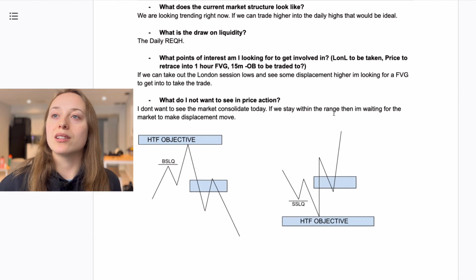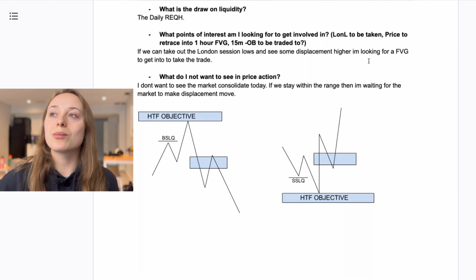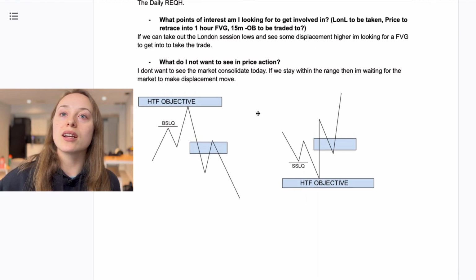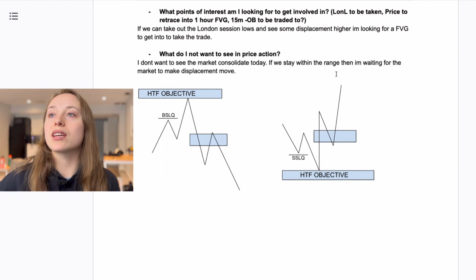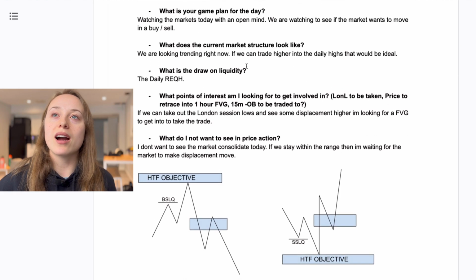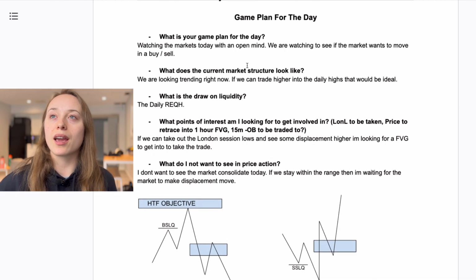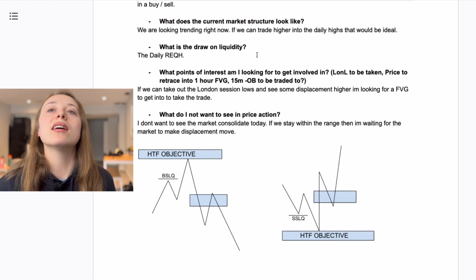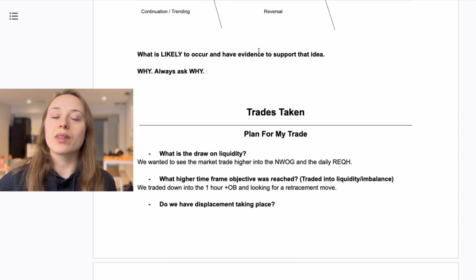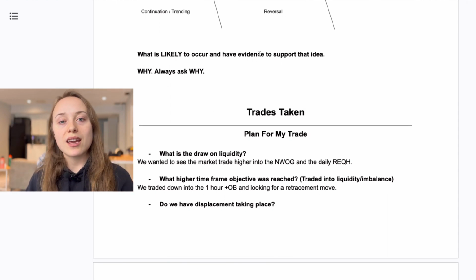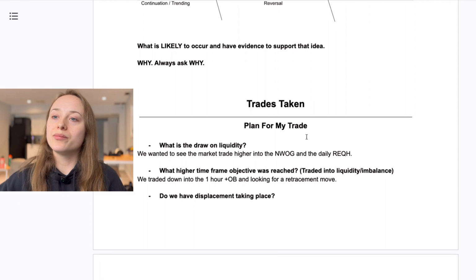If we can take out London session lows and see some displacement, looking for a fair value gap to take a trade in. I don't want the market to consolidate today. If we stay within the range, I'm waiting for the market to make a displacement move. So I have my pre-market, like, okay, this is what I want to see happen. And after pre-market, we wait till 10 a.m., and that's when we start trading.